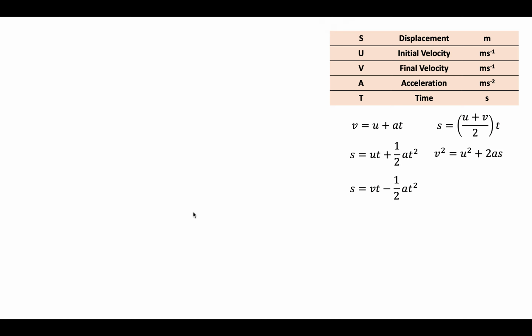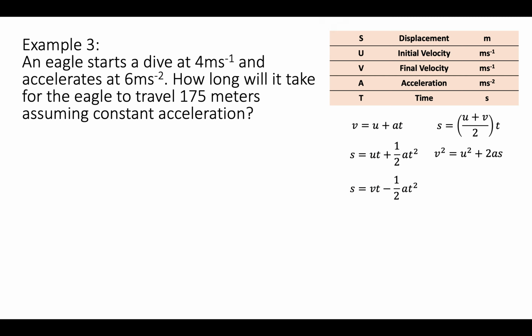Now, finally, example 3. An eagle starts a dive at 4 meters per second and accelerates at 6 meters per second squared. How long will it take for the eagle to travel 175 meters, assuming constant acceleration?